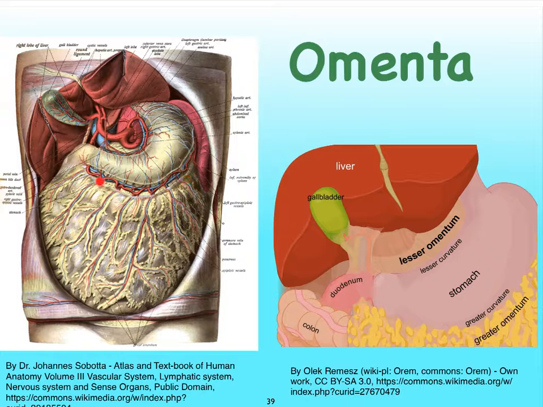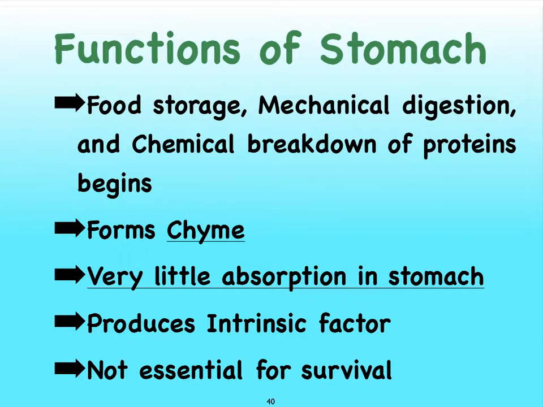This greater omentum, by the way, is where many of us, unfortunately, store a lot of our visceral fat and put on weight in that particular area. Our stomach has many functions, and we already mentioned food storage, mechanical and chemical digestion. More specifically, the chemical digestion of proteins begins in the stomach.